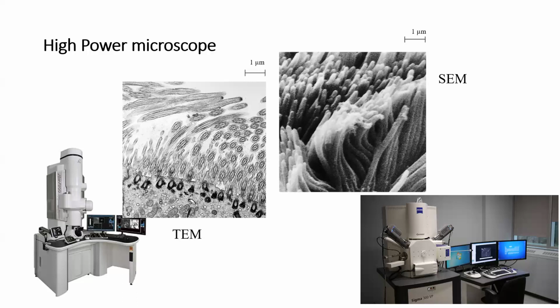There are two kinds in general. You don't have to memorize these things. There's a TEM, transmission electron microscope, and scanning electron microscope. They do different things. This one gives you a cross-section view of the specimen, while this one gives you a three-dimensional view of the structure you're looking at. So depending on what you are interested in studying, the application might be a little bit different.